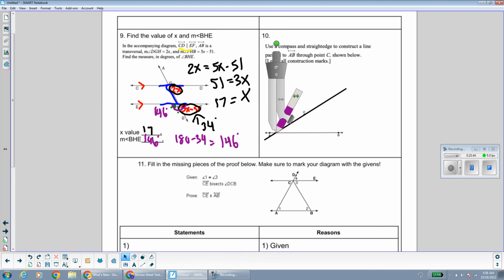And I'm just going to open up my compass a little bit. The exact length doesn't matter, or if you're using the flat one, the hole doesn't matter. Make an arc, go up to point C where I'm copying the angle to, and I'm going to make the same arc.